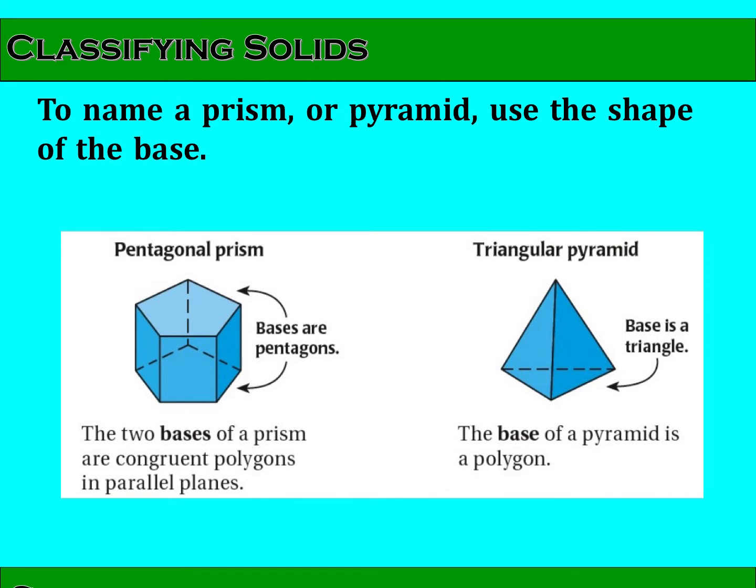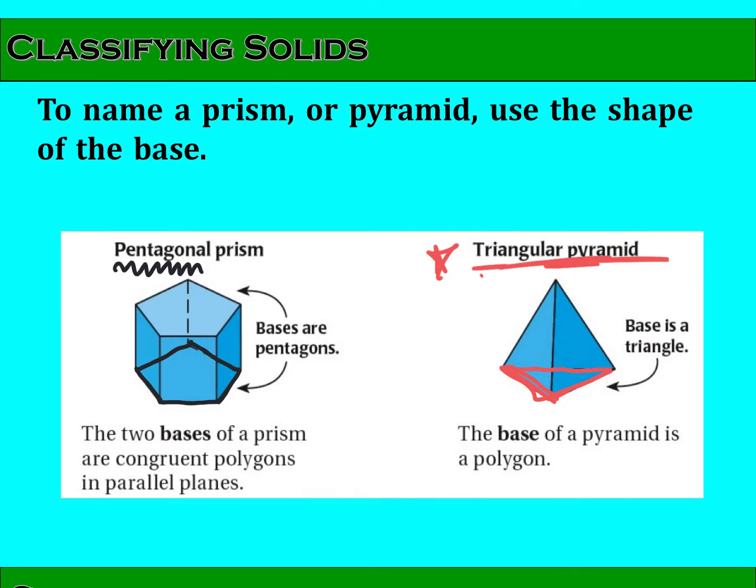So when we're classifying solids, okay, we're actually using the base of the solid in order to name it. So for example, this one on the left would be considered a prism. And how we would name it is based on this base down here, which seems to be a pentagon. It's the whole reason we call it a pentagonal prism. What about the one over here? The base of a pyramid is a polygon. Good. So the base is a triangle, and so this would be considered a triangular pyramid.